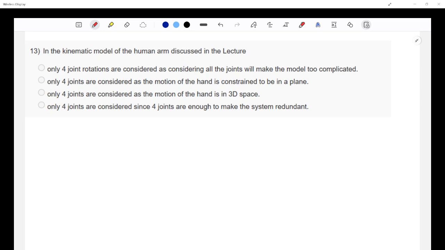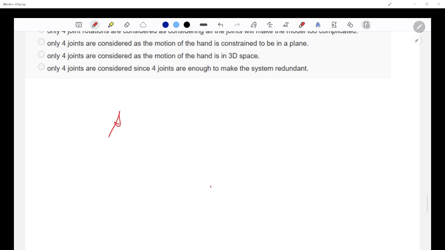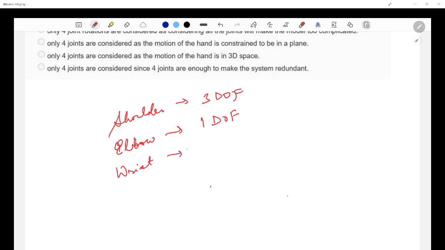So the human arm, this we have already seen. The shoulder has 3 degrees of freedom. Elbow has 1 degree of freedom. Wrist has 2 to 3 degrees of freedom. So in total we have 7 degrees of freedom.